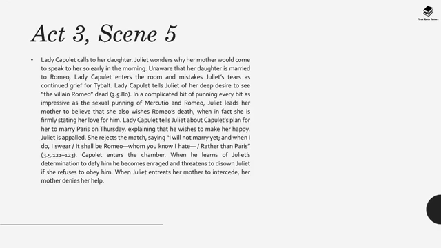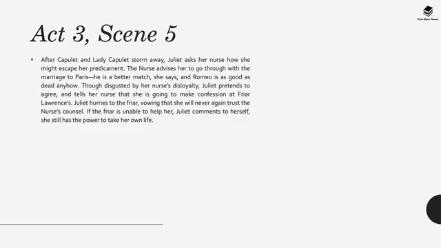Juliet leads her mother in her language to believe she also wishes for Romeo's death, when in fact she's firmly stating her love for him. Lady Capulet tells Juliet about Capulet's plan for her to marry Paris on Thursday, explaining that he wishes to make her happy. However, Juliet is appalled at this news and she rejects this match. Lord Capulet then enters the chamber, and when he learns of Juliet's determination to defy him, he becomes enraged and threatens to disown her. When Juliet begs her mother to intercede, her mother denies her help.